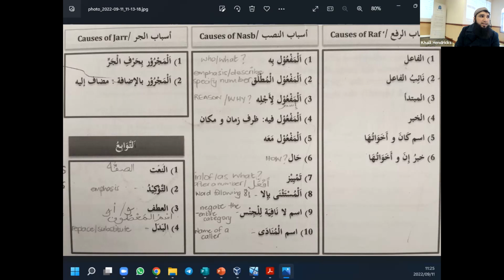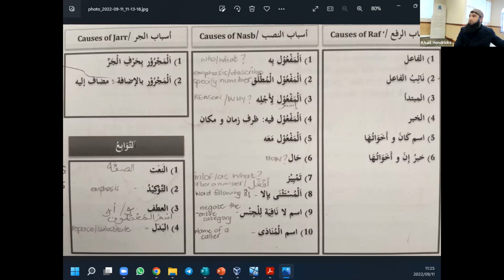Or I can say it in a different way. Ja'u kulluhum. They came, all of them. So I'm just emphasizing the them or the kullu. So those are all examples of just emphasis.